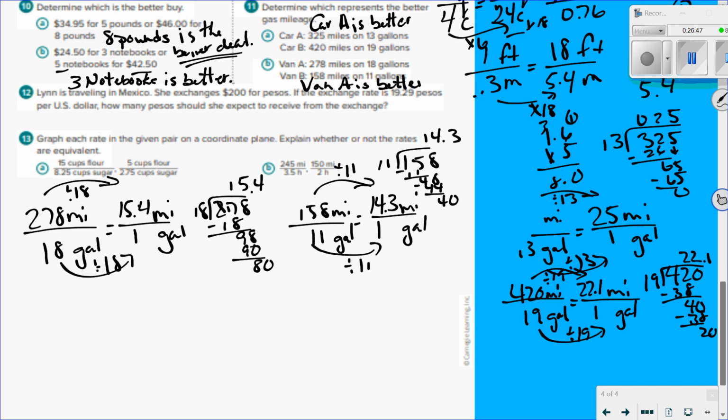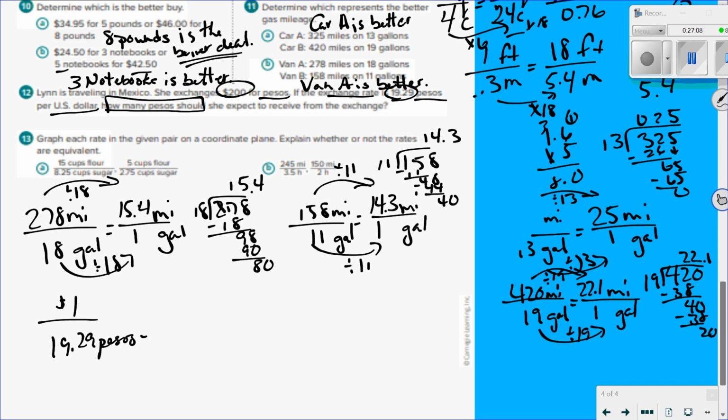Okay, Lynn's traveling. She's changing 200 dollars to pesos. Exchange rate is 19.29 pesos per US dollar. How many pesos should you expect? Guys, we start with our conversion rate. So I know that $1 is 19.29 pesos. And I know it's going to equal some pesos over dollars. The nice thing is they gave us the easy conversion because they did the 1.